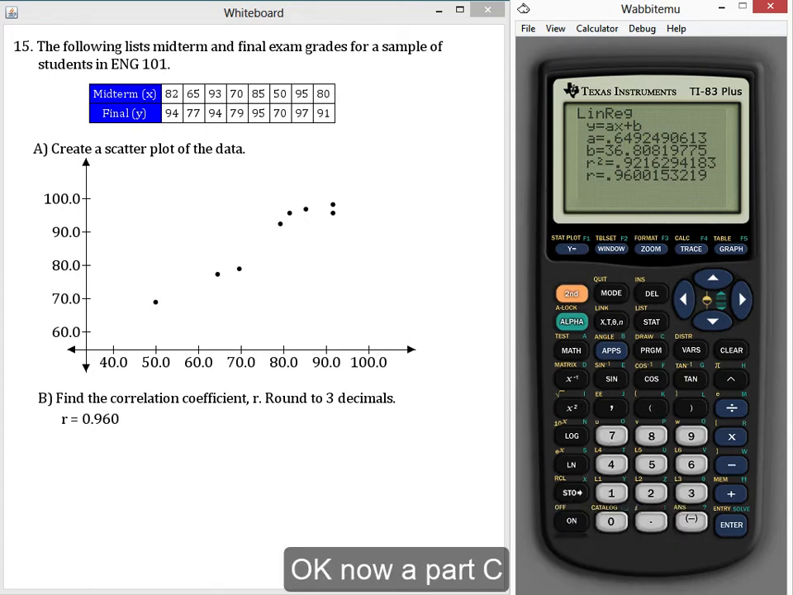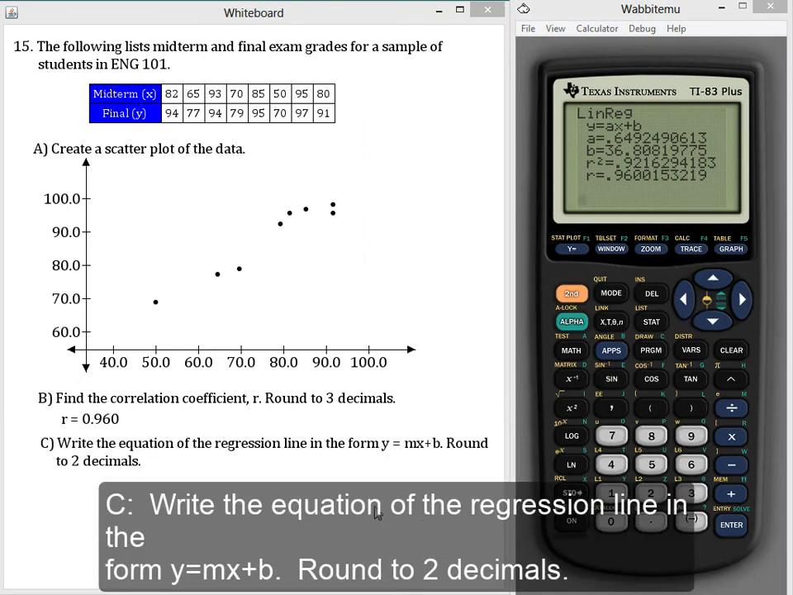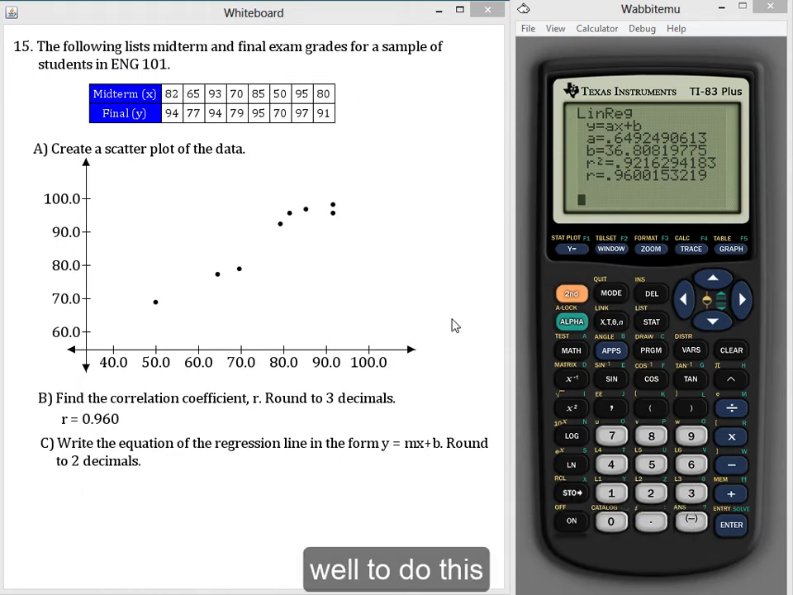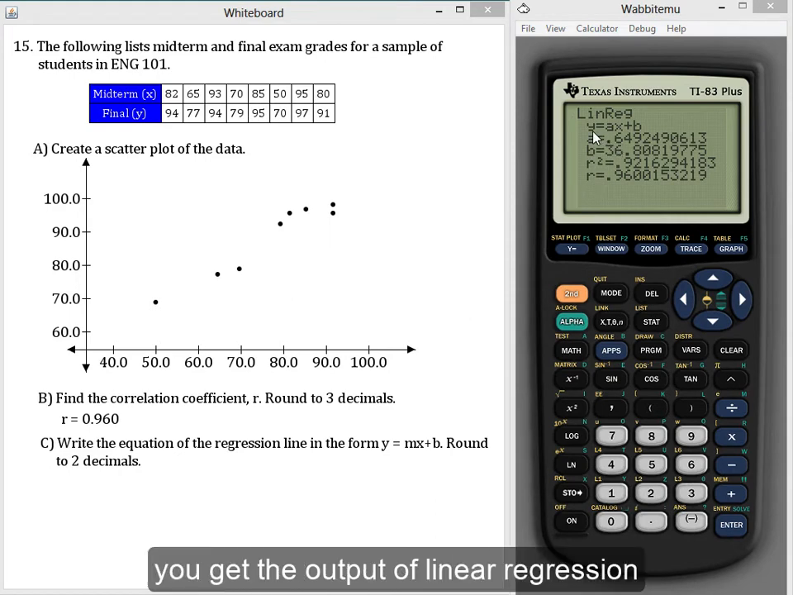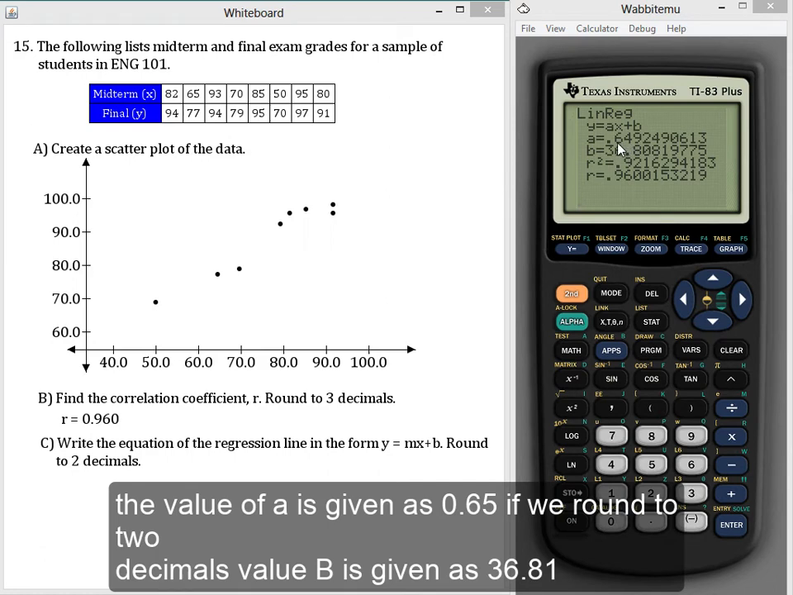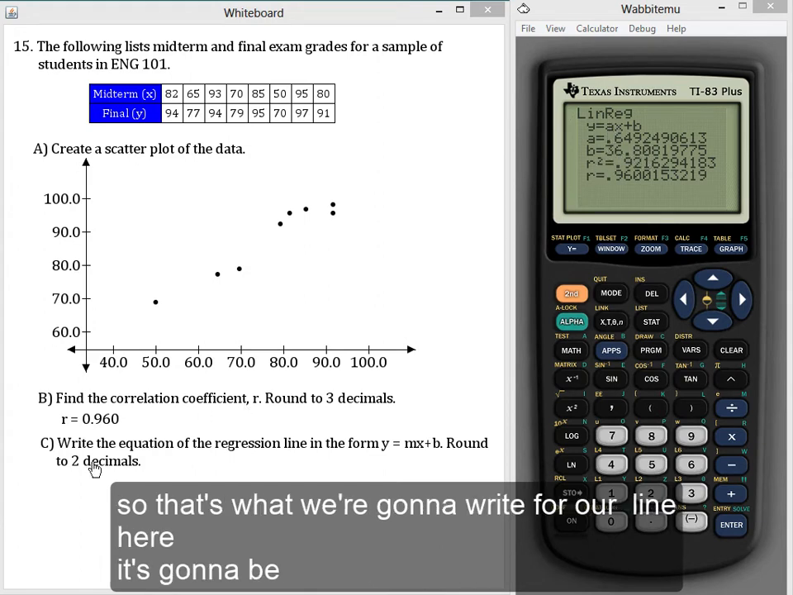Okay, now part C. Part C says to write the equation of the regression line in the form y equals mx plus b and to round to 2 decimals. Well, to do this, you've got the output of the linear regression. The value A is given as 0.65 if we round to 2 decimals. And the value of B is given as 36.81. So that's what we're going to write for our line here.